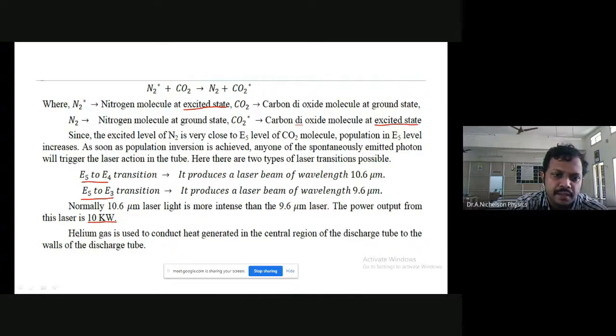And this line, please note this line. What is the role of the helium gas here? It is used to conduct the heat generated in the central region and discharge it through the walls of the discharge tube. Okay, so that's the role of this helium gas. Because of this process, some heat will be emitted, and that will be discharged using the helium gas.